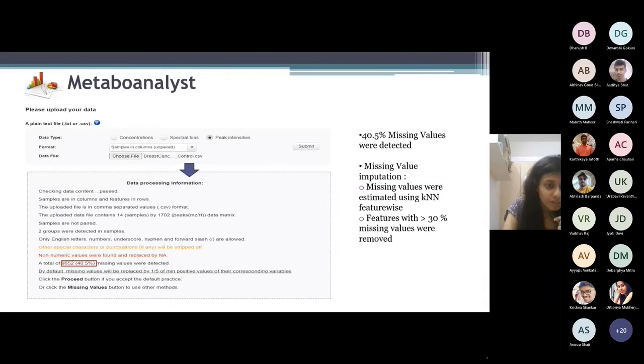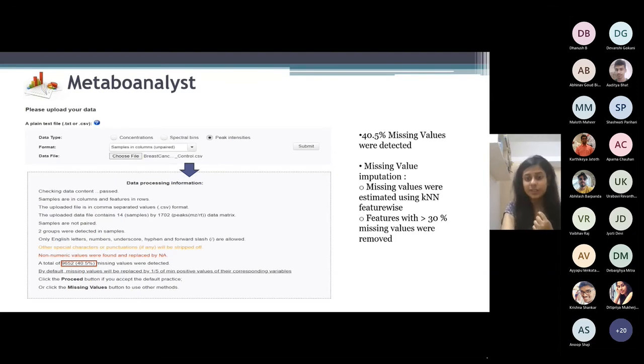MetaboAnalyst detected 9652 or 40.5% missing values, and thus missing value imputation had to be carried out. Missing values can be generated due to various reasons, such as problems during sample preparation or problems with the instrument, and thus missing value imputation is important.